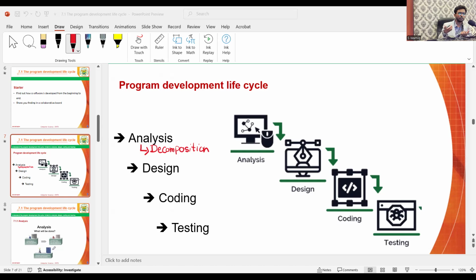So what is decomposition? Decomposition is basically when you split your problem into many sub problems so that it's easier for you to identify it and easier for you to work on it. So decomposition is basically like taking a system and splitting it into many smaller areas so that you can solve it.